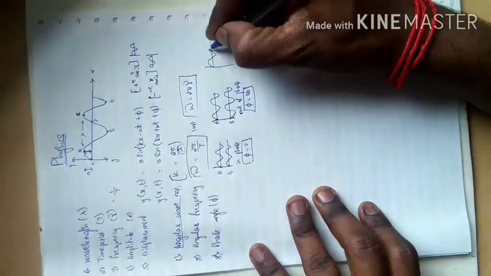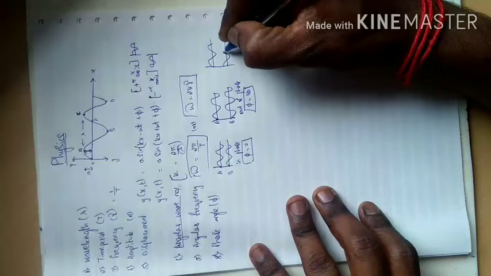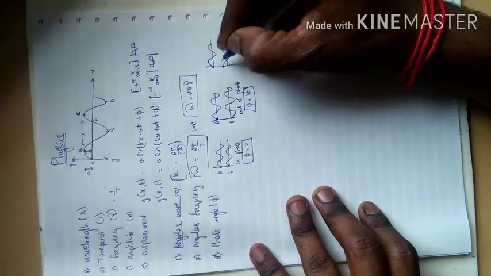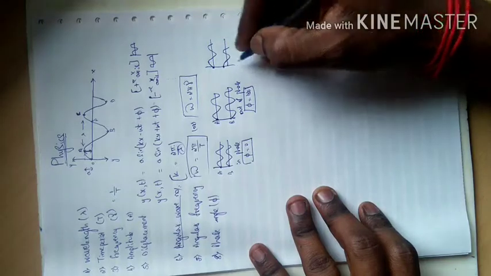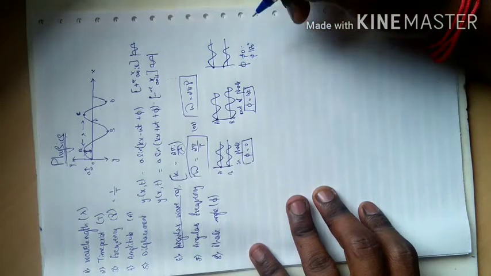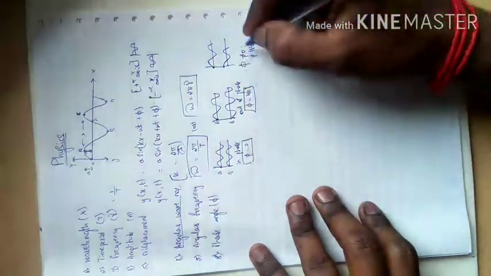Suppose this is starting in this fashion and this is starting in this fashion. One starts from minimum to maximum, and this one goes from maximum to minimum. Then there is some phase. That phase is not equal to 0 and not equal to 180 degrees. That means it lies between 0 and 180 degrees. This is all about phases.